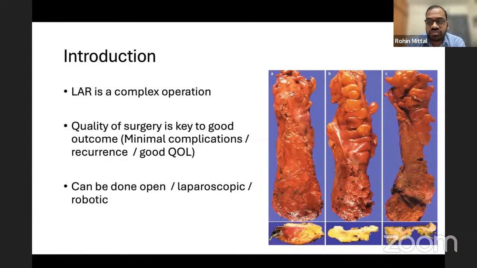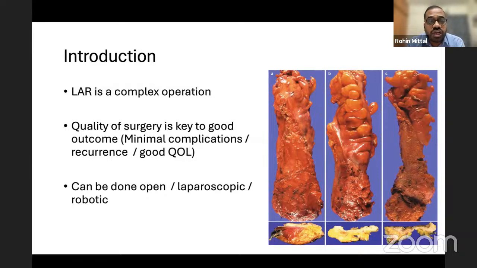It is not something you will do as your first operation. It has a lot of steps and a lot can go wrong. And as we have discussed, quality of surgery is key to good outcome in low anterior resection. A badly done anterior resection can be worse than a well done APR.